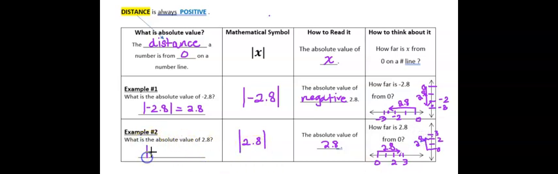This problem would look like this. It would just be positive 2.8, not negative. Positive 2.8 inside the absolute value brackets. The absolute value of 2.8 equals 2.8.